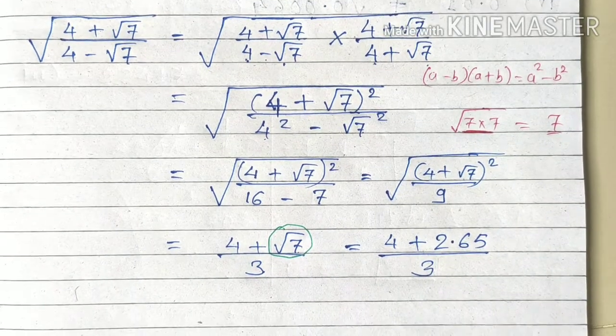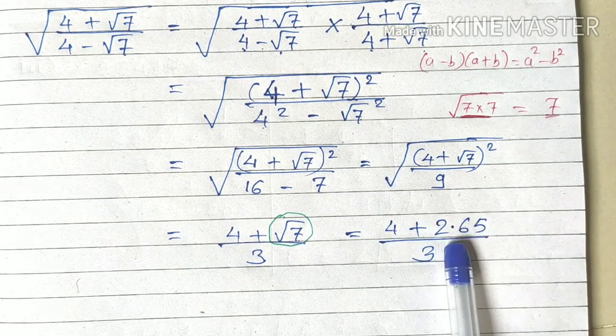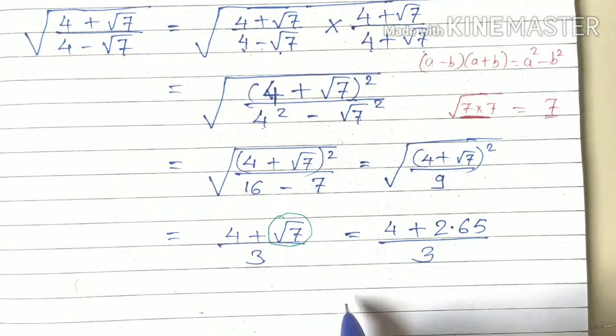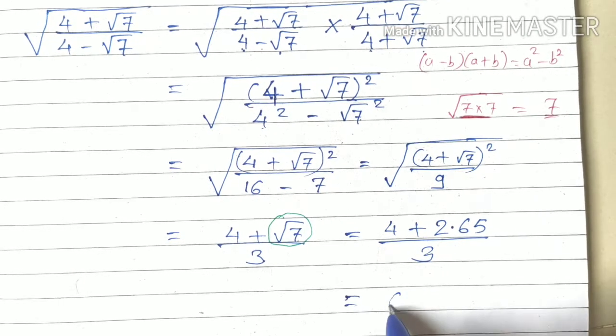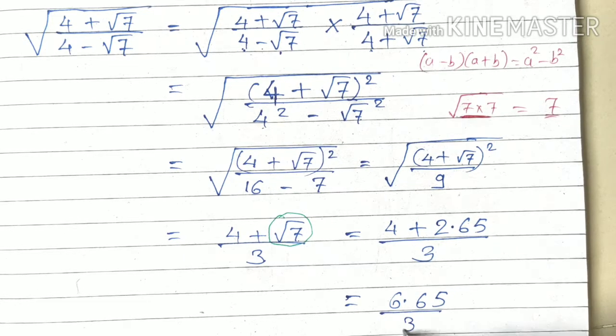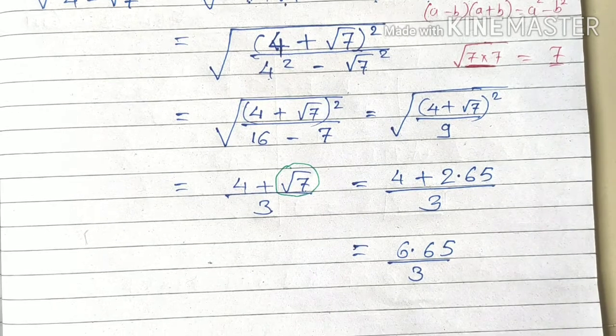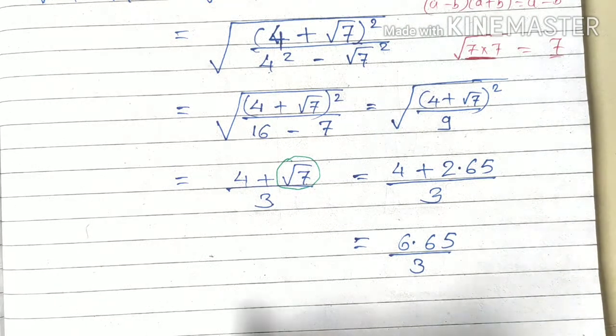Okay, now the addition of these two numbers will become 6.65, and divided by 3. Correct? So here when we divide it by 3, what should be the final answer? 3 2s are 6.